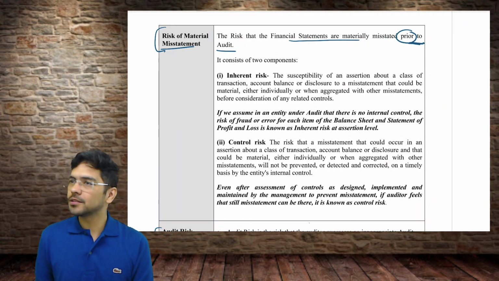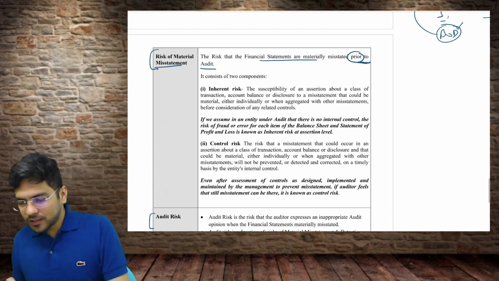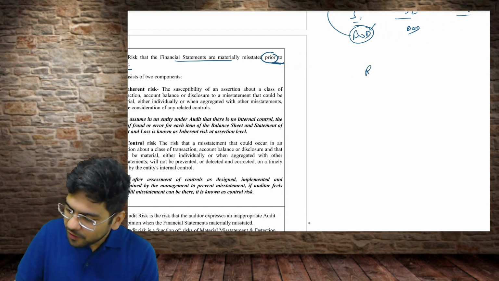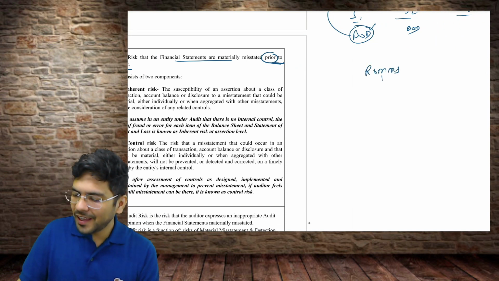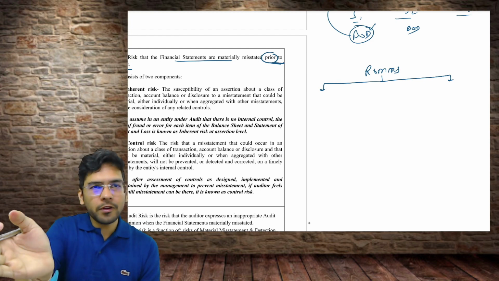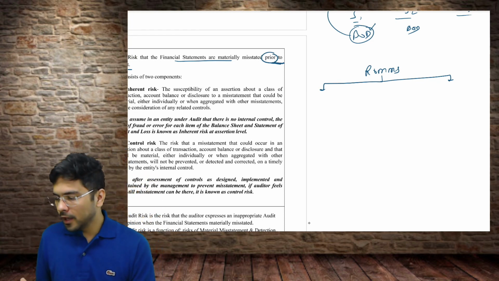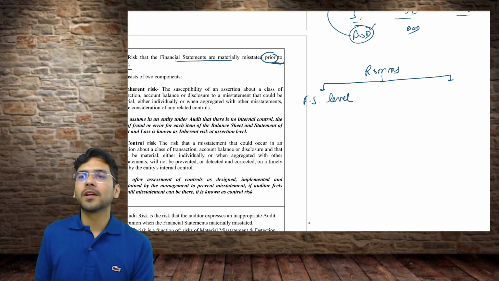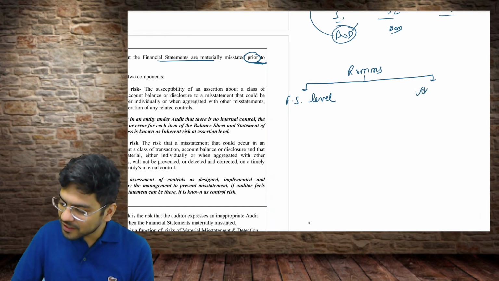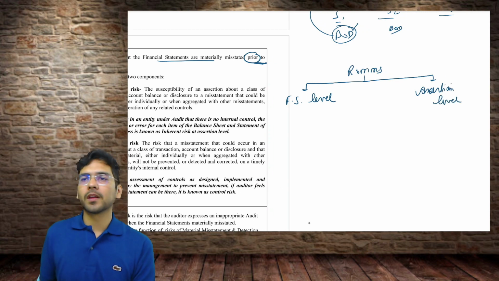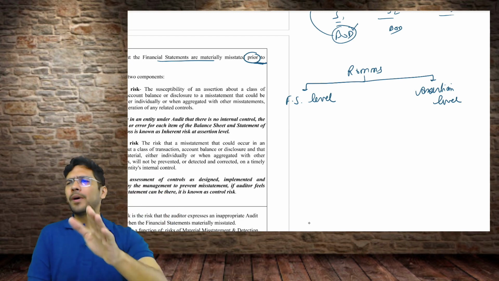Are you all okay with this? Clear? Now, if I tell you that this risk of material misstatement, in any organization, will it be assessed? Yes or no? It will be assessed prior to you doing the audit. Okay. So it is generally assessed at 2 levels. One is called the financial statement level, and the second one is called the assertion level or account balance classification level.